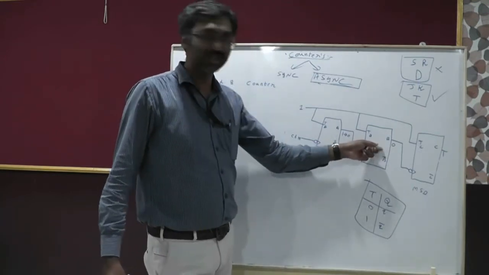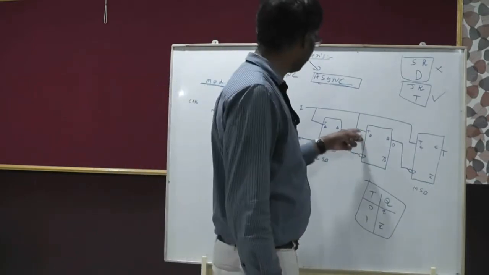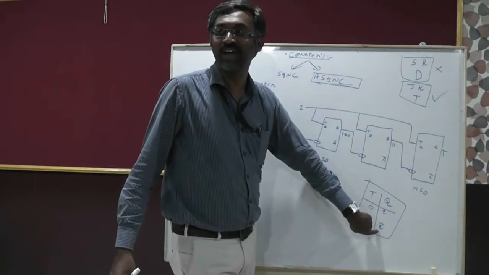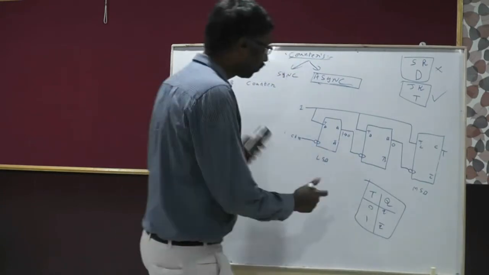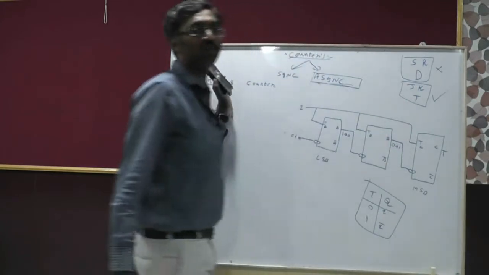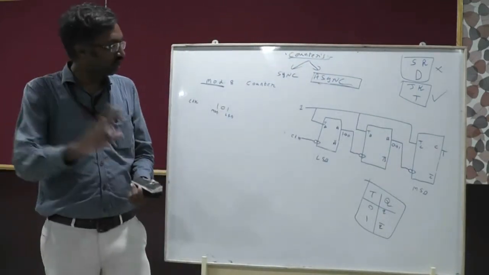So if it is on, what happens here? What is the value for this TB? 1. So what happens here? It will toggle the previous output. So what is the previous output? 0. 0 will be going to 1.